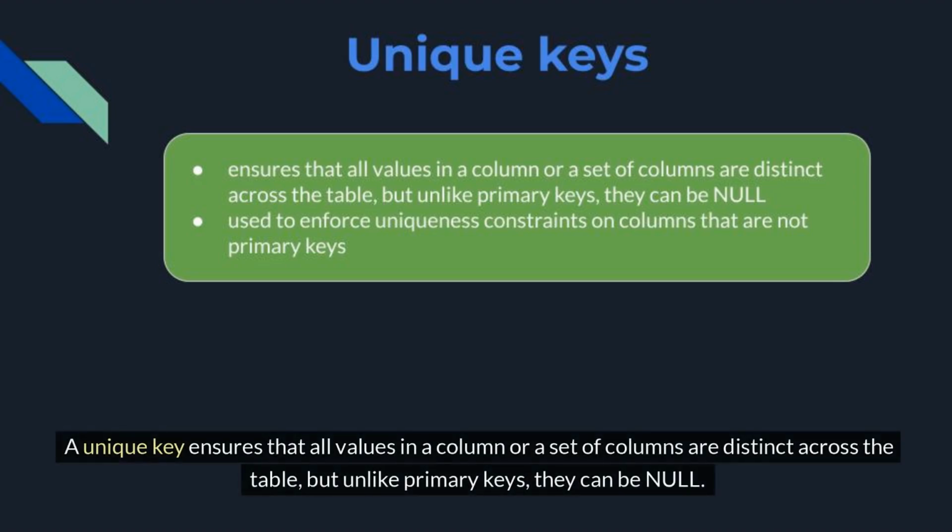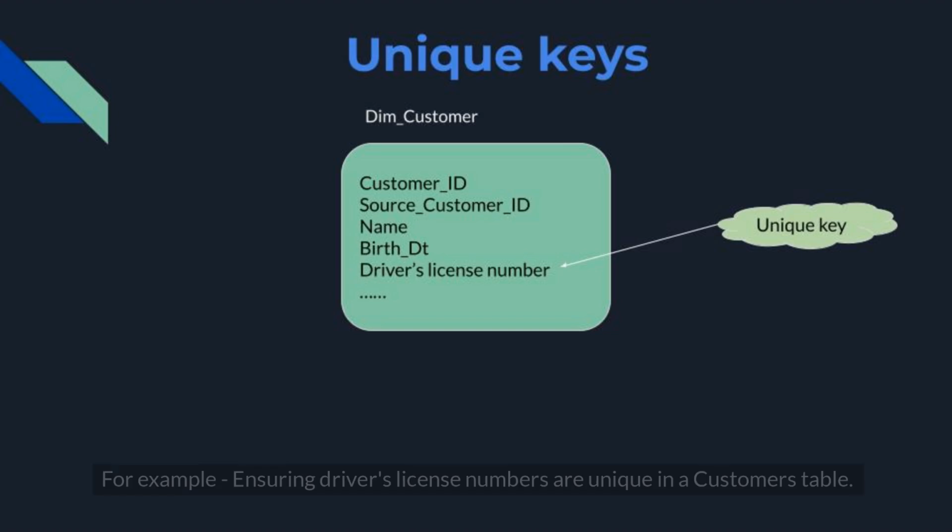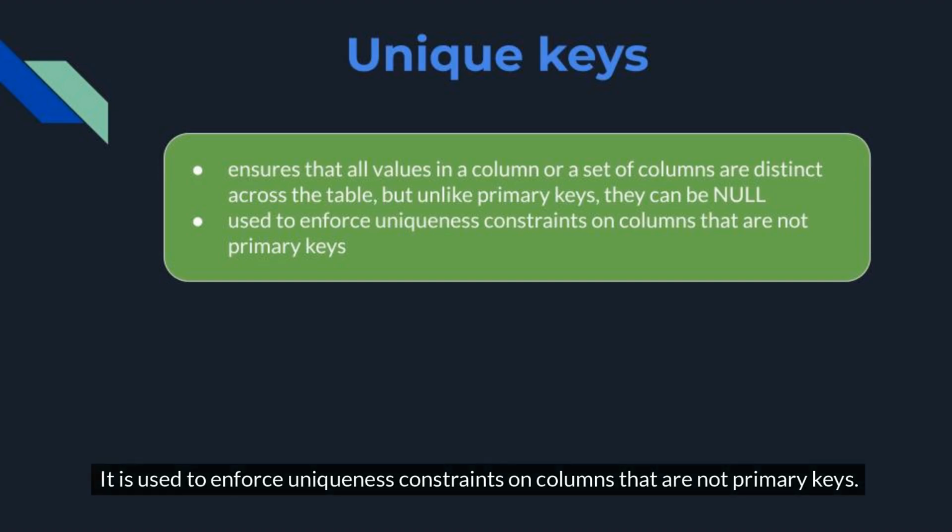A unique key ensures that all values in a column or a set of columns are distinct across the table, but unlike primary keys, they can be null. For example, ensuring driver's license numbers are unique in a customers table. It is used to enforce uniqueness constraints on columns that are not primary keys.